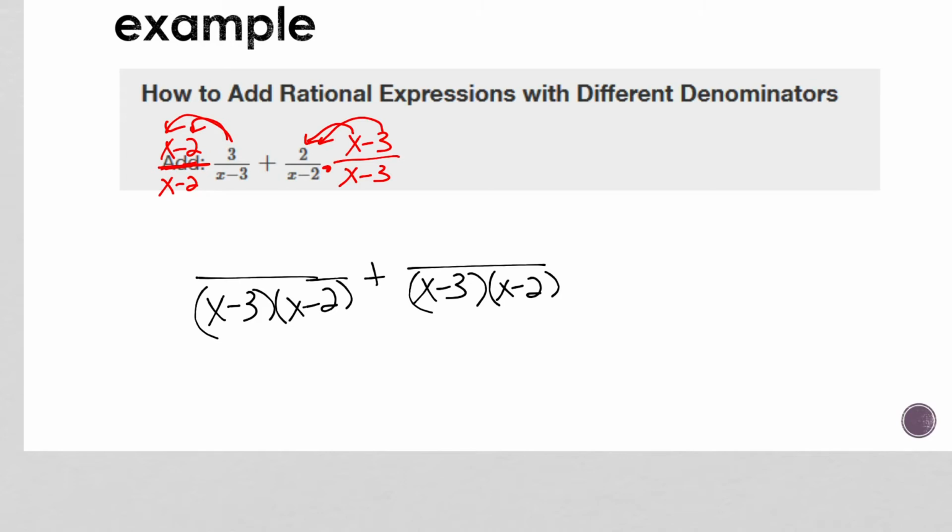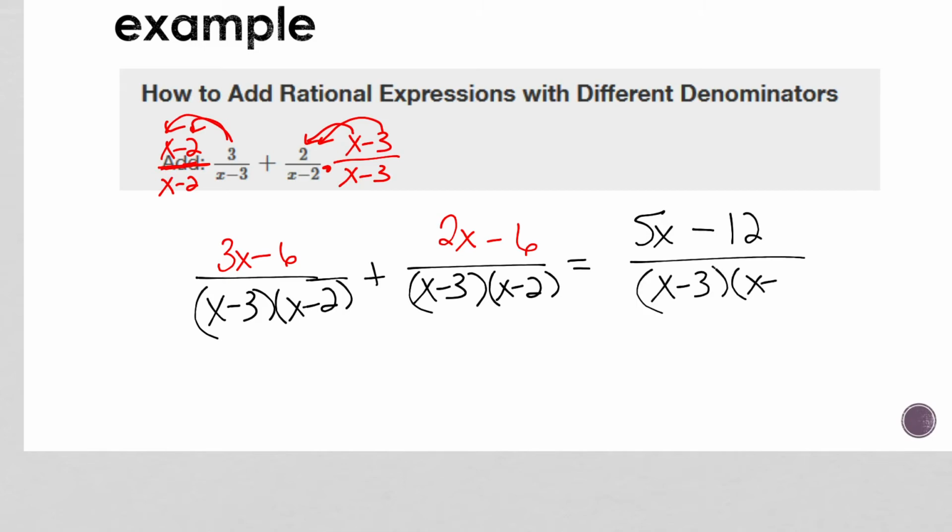So I end up with 3x minus 6 in the numerator there. And then I end up with 2x minus 6 over here. So now we do have a common denominator, so let's add our like terms together in the numerator. 3x plus 2x is 5x, and then we've got minus 6 plus minus 6, which is minus 12. And then our denominator does not change. And I can't factor the numerator, so I think this is as good as this answer gets.